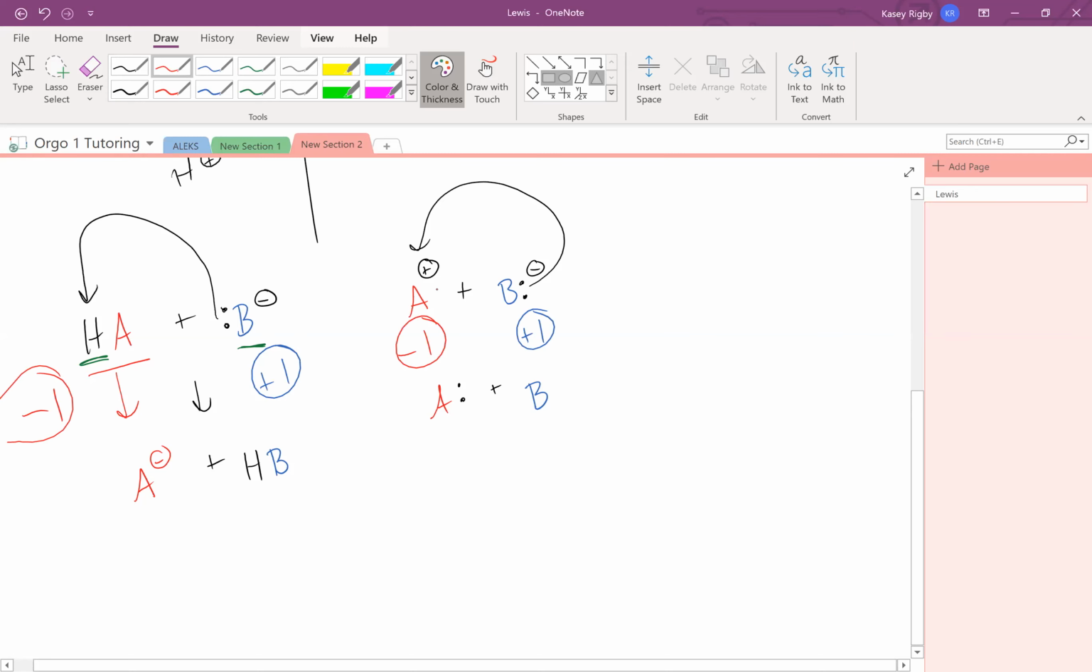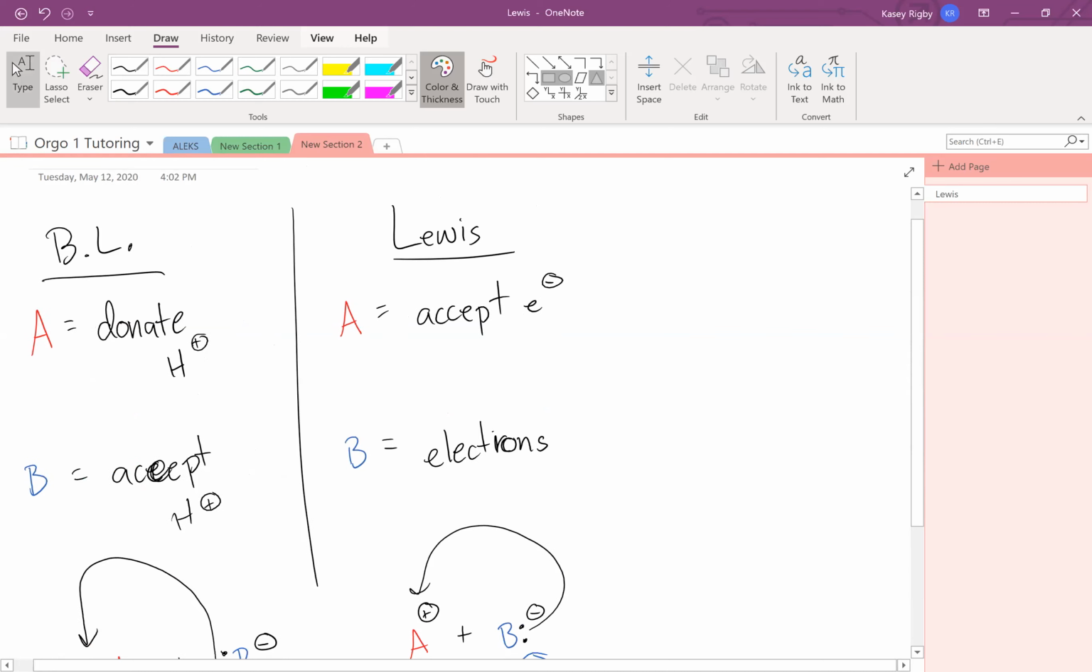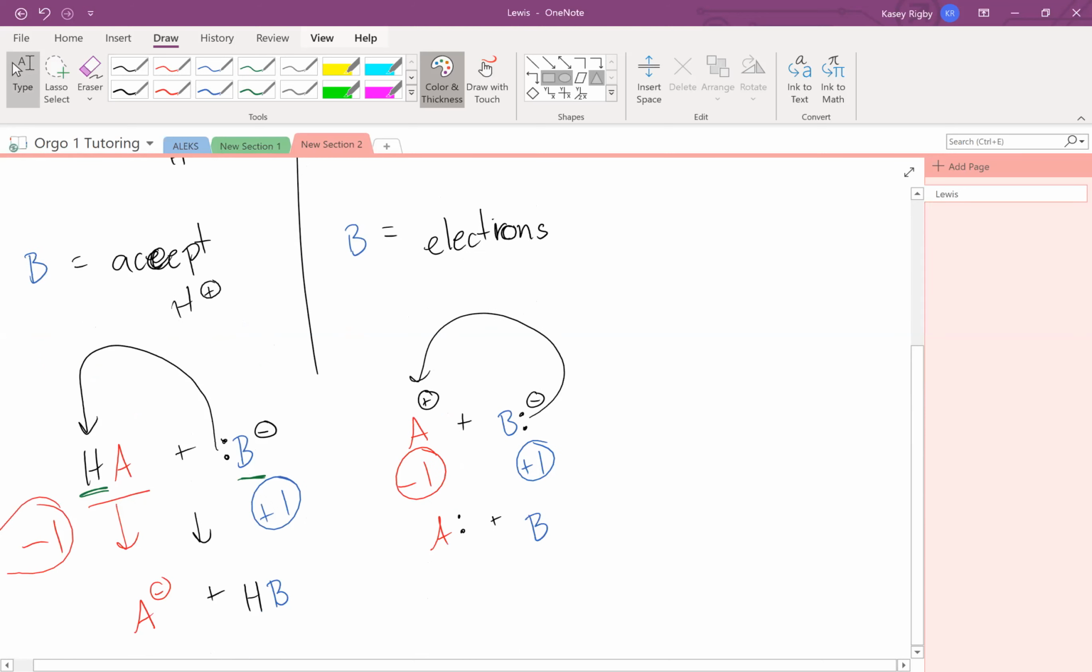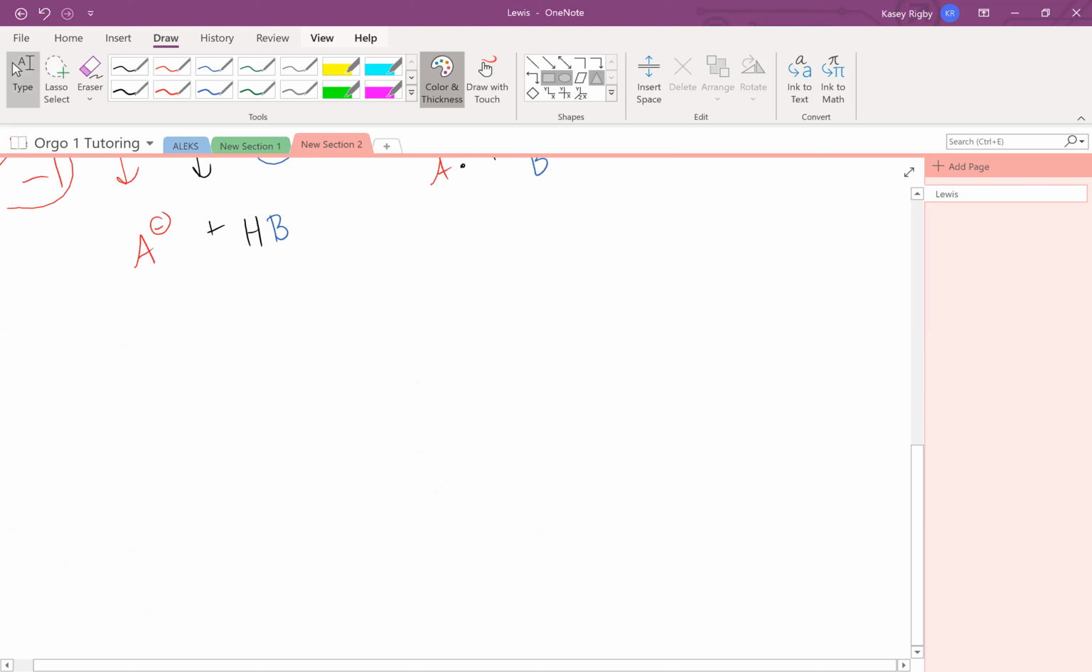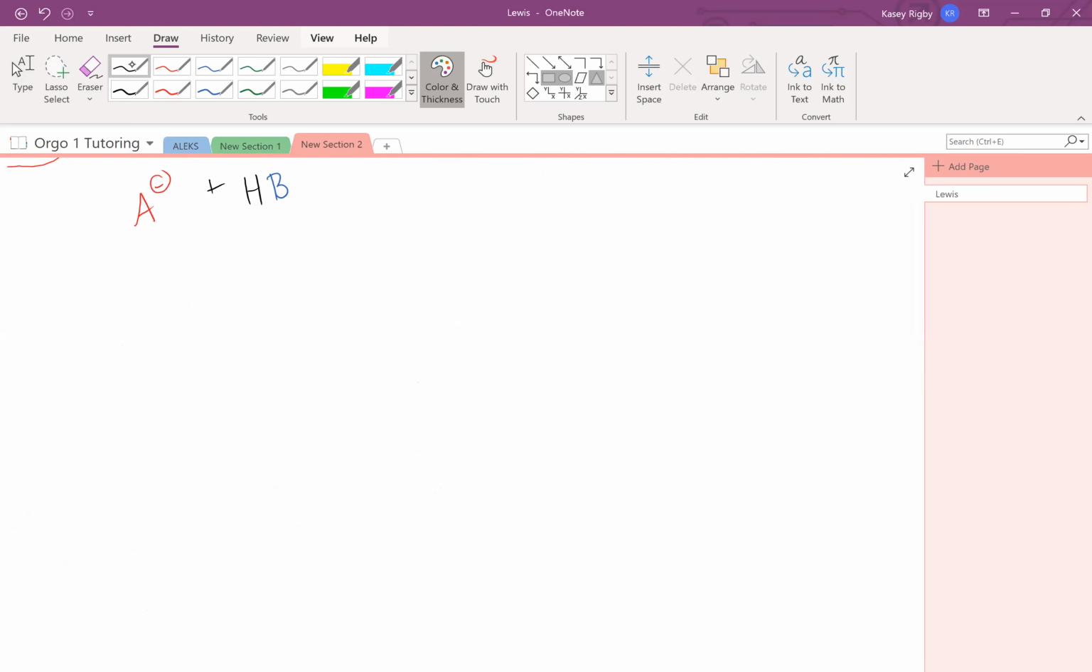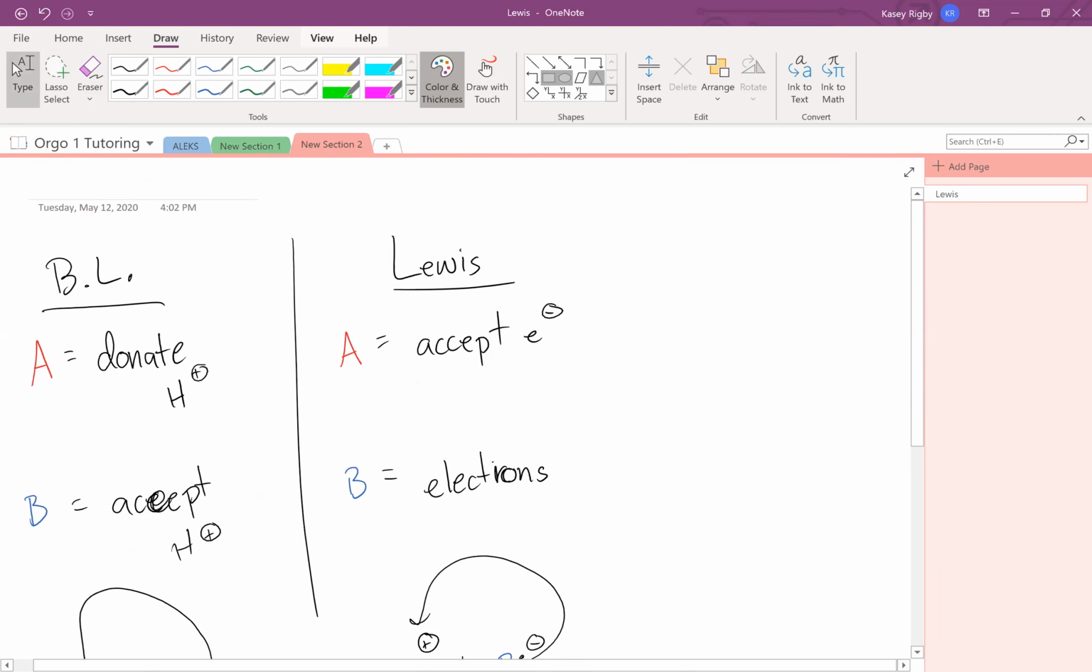What's important to note about the similarity between Bronsted-Lowry acids and Lewis acids and bases is the idea that the acid is usually going to be positive or neutral, and the base is usually going to be negative or neutral, okay? And when we're trying to determine a strong acid versus a strong base, we're going to be using the Bronsted-Lowry definition from now on in this class. The Lewis and Bronsted-Lowry, it's just important to differentiate between the two.